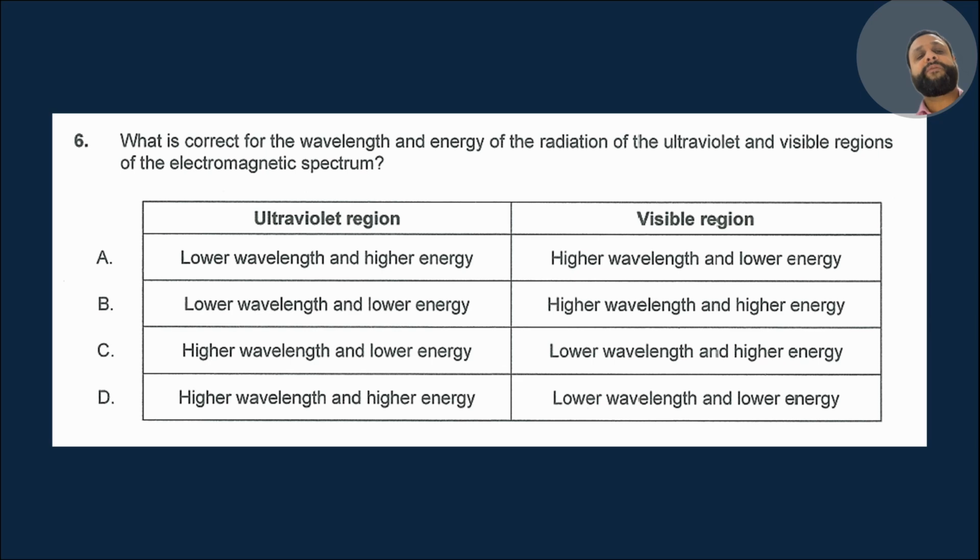Question 6. What is correct for the wavelength and energy of the radiation of the ultraviolet and visible region of the electromagnetic spectrum? So we know wavelength and frequency are inversely related, and frequency and energy are directly related. So the higher the frequency, the higher the energy. The higher the wavelength, the lower the frequency and the lower the energy.